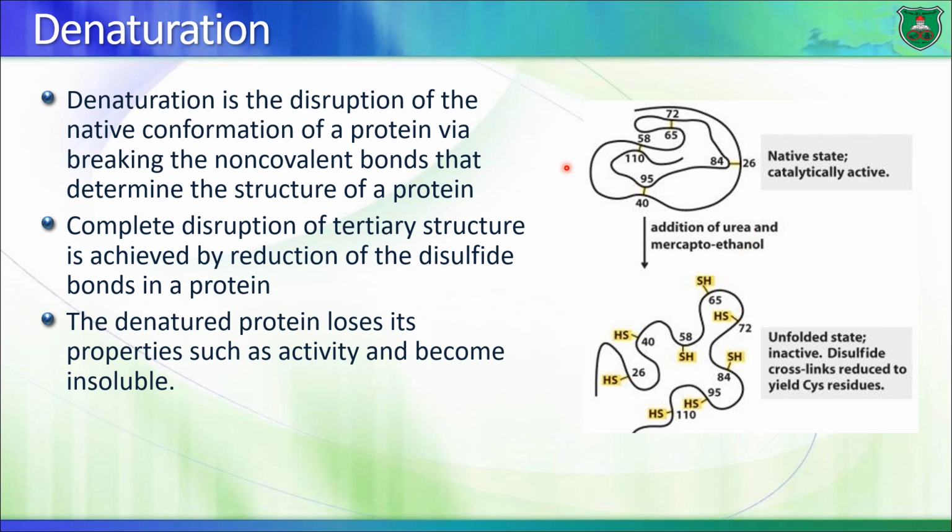Now, let's say that you have a protein that has disulfide linkages, as you can see in here, between these amino acids 40 and 95, and you have another one between amino acids 58 and 110, and so on. Now you can have complete disruption of such a protein by adding a reducing agent. So once you add a reducing agent like beta-mercaptoethanol, the disulfide linkages are reduced, and you don't have disulfide bonds anymore.